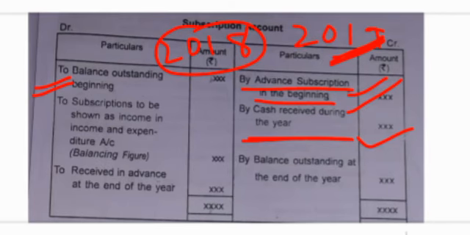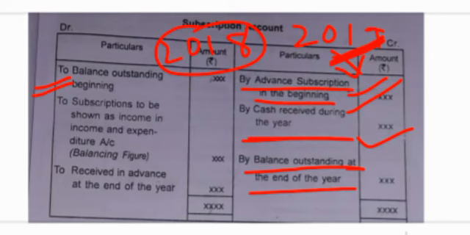Now by balance outstanding at the end of the year. Balance outstanding at the end of the year means what? At the end of 2019. Yes or no? So whatever balance is outstanding at the end of 2019 relates to 2019 or not? Yes or no? That relates to this year's income, so the balance is outstanding at the end of the year.